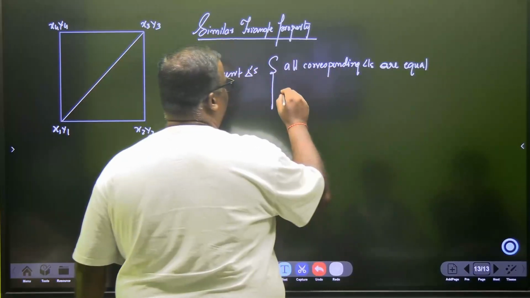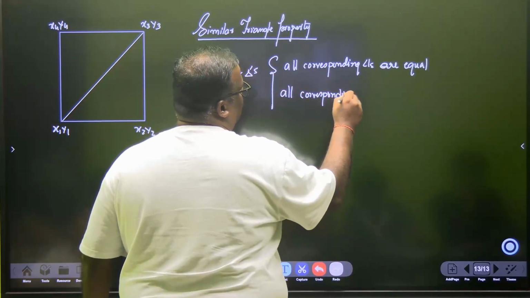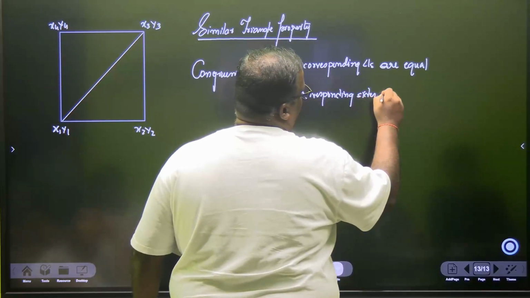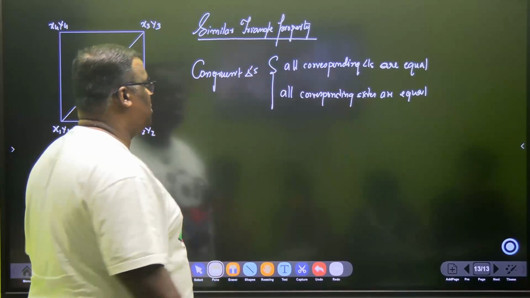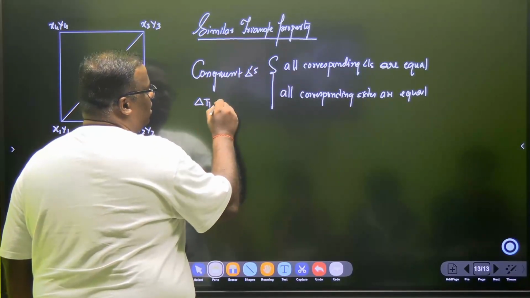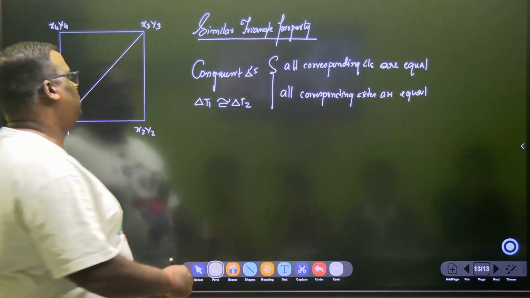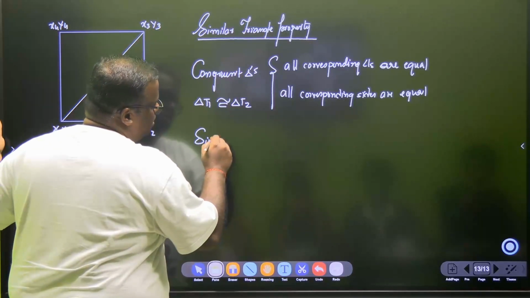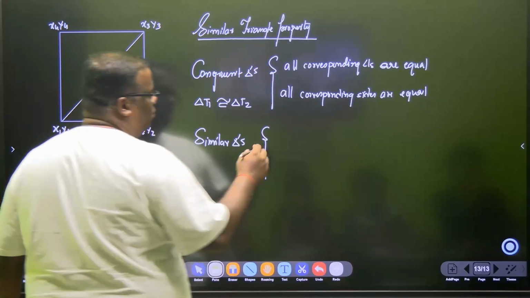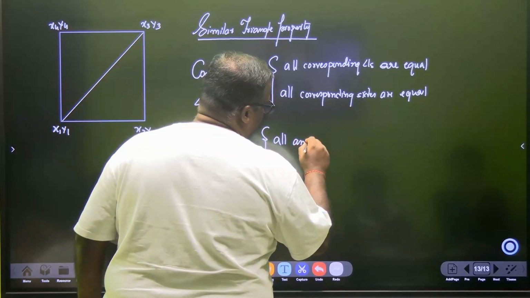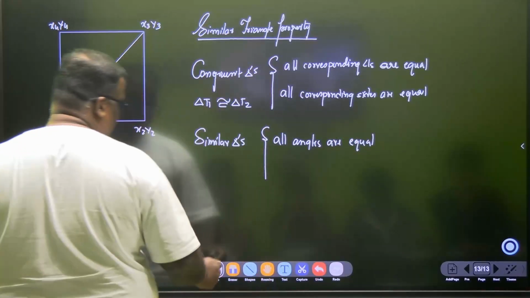And the next thing that you have, all corresponding sides are equal, right? And in such a case, you say that triangle T1 is congruent to triangle T2. This is what you use. Now we will be studying something called similar triangles. In similar triangles, the only criterion you need to meet is that all angles are equal.